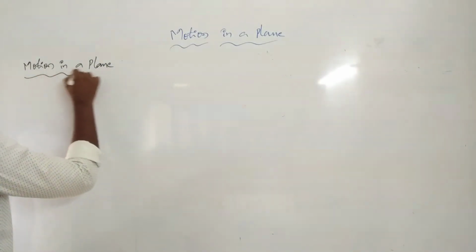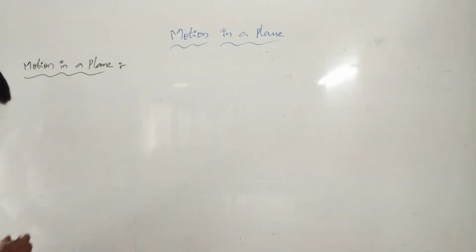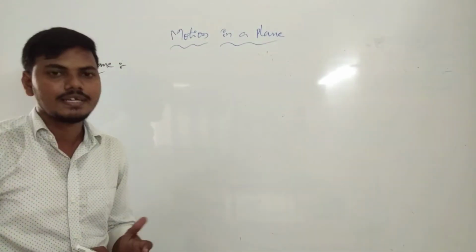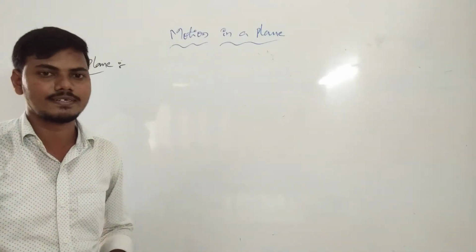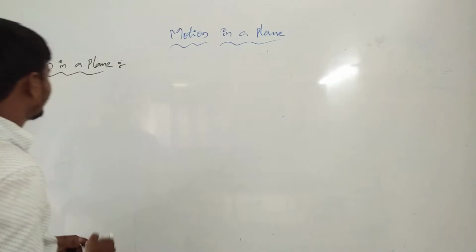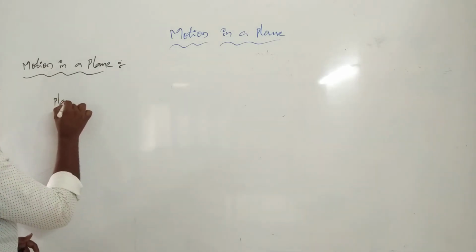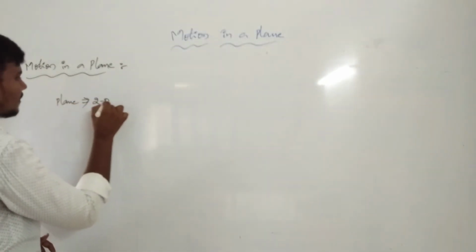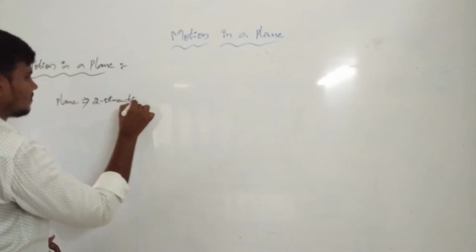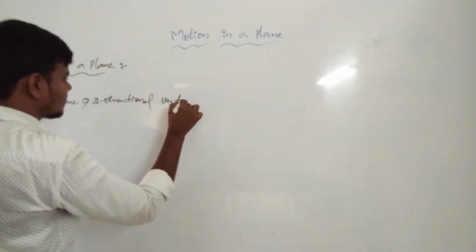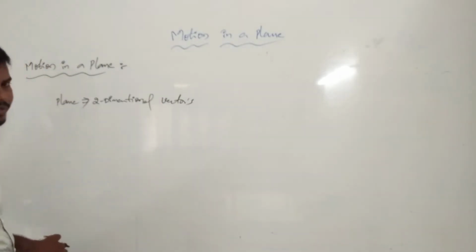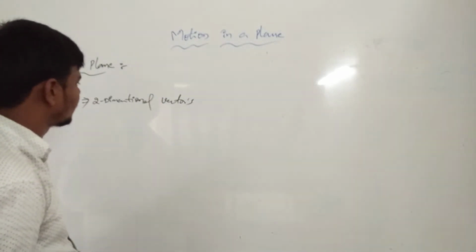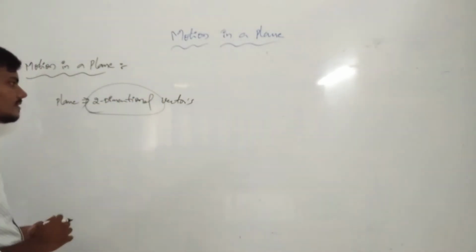Motion in a plane. Plane means we are introducing two-dimensional vectors. How many vectors? Two-dimensional vectors. Any two-dimensional vector is applicable in motion in a plane. Plane means some surface we are introducing only for two-dimensional purposes, which is known as a plane.